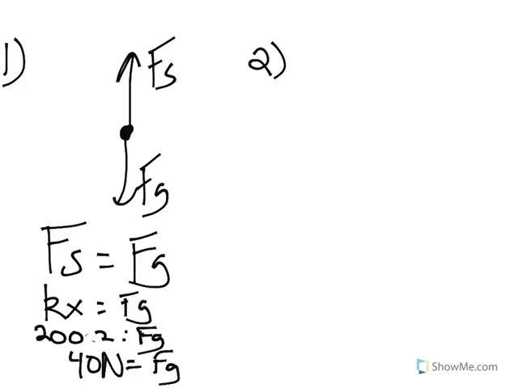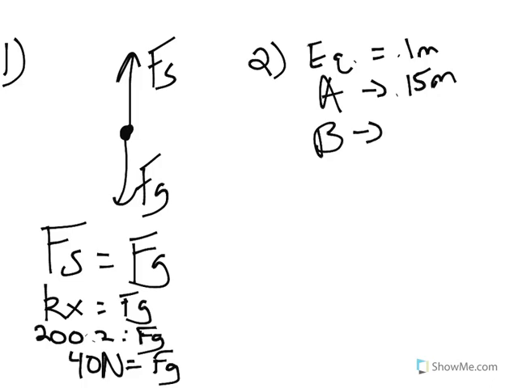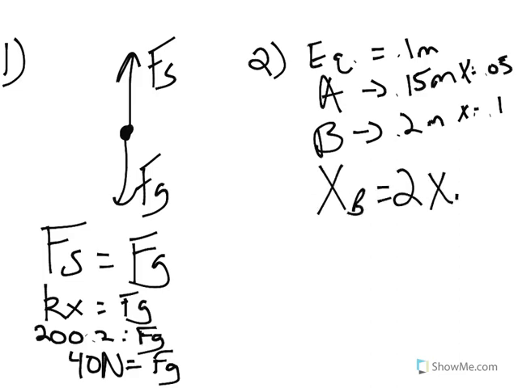Number 2, the important thing to note here is it starts off, equilibrium is at 0.1 meters. So then at point A, we're at 0.15 meters, and at point B, we're at 0.2 meters. So what that means is x on this one is equal to 0.05, and x on this one is equal to 0.1. So the x for B is equal to twice the x for A.